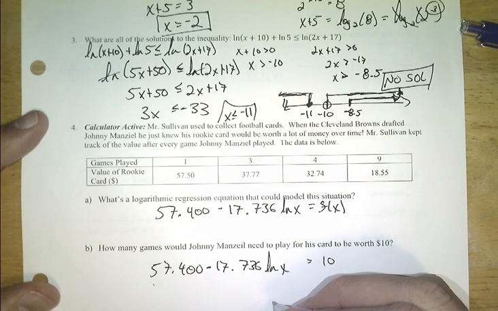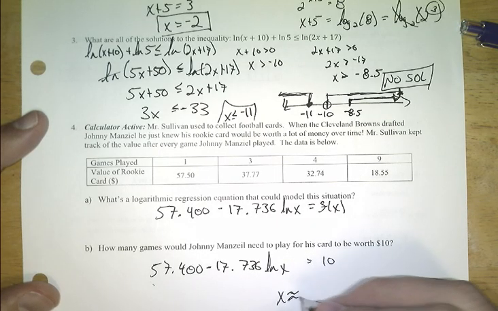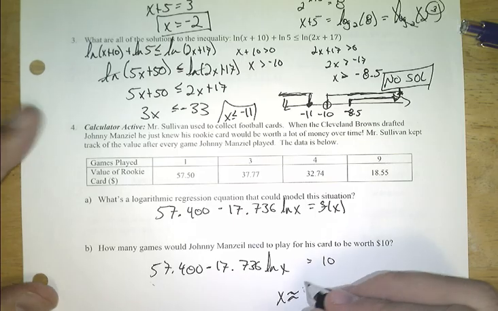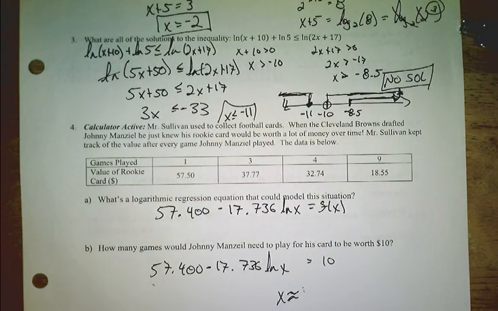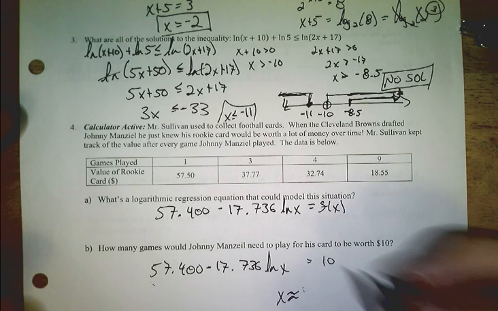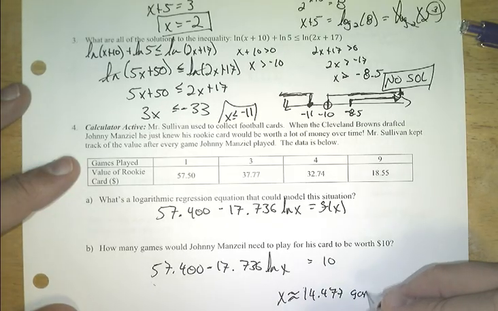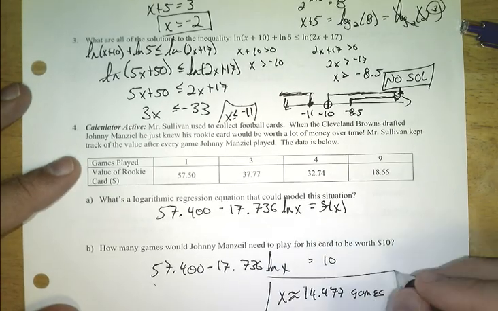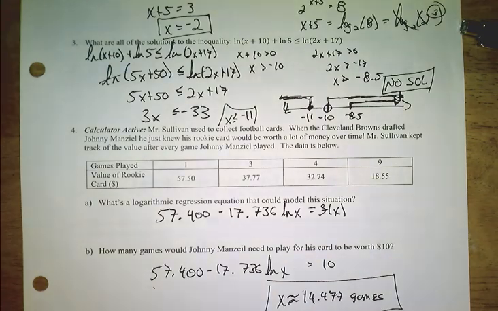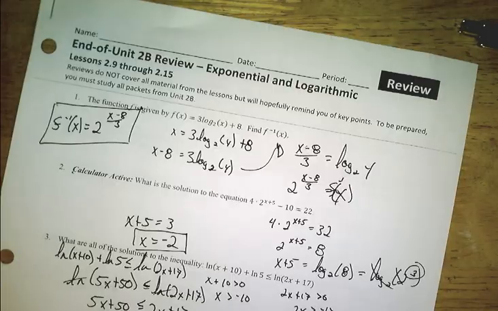But eventually we get that x would be about equal to 14, when I go back and check my calculator, 14.477 games. There we go. Okay. Let's go ahead and stop it there, and I'll close off that video and start a new one.